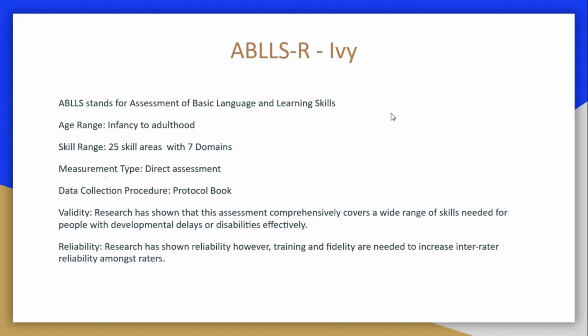The ABLLS is designed for individuals from infancy to adulthood, focusing on a wide range of skills necessary for functioning and learning. This assessment covers an average of 544 skills across 25 different skill areas and is categorized into 7 domains. Those 7 domains are social skills, requesting, labeling, intraverbals, group and classroom skills, listener skills, and visual performance skills. Skills are assessed on a continuum from early foundational skills to more complex abilities. The ABLLS provides a structured way to identify strengths and weaknesses, enabling targeted intervention planning.